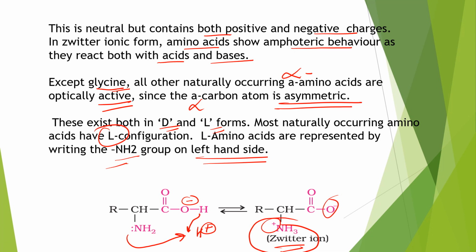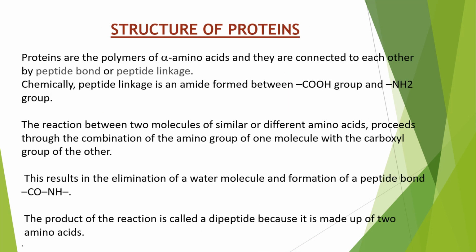Now we will study structure of proteins. So proteins are polymers of alpha amino acids, and they are connected to each other by peptide bond or peptide linkage. Chemically, peptide linkage is an amide formed between COOH and NH2 group. The reaction between two molecules of similar or different amino acids proceeds through the combination of amino group of one molecule with the carboxyl group of the other. This results in the elimination of water molecule and formation of a peptide bond, CONH. The product of the reaction is called a dipeptide because it is made up of two amino acids.